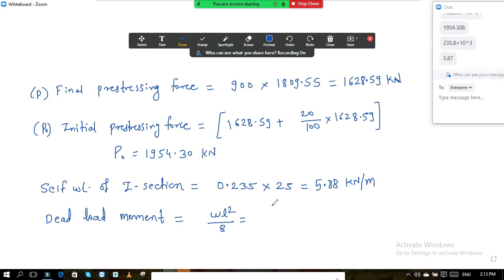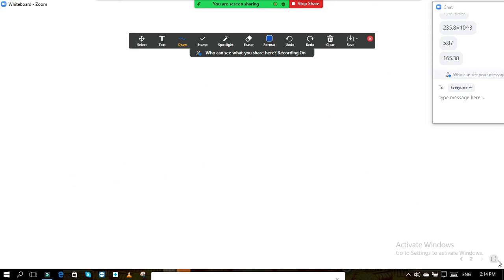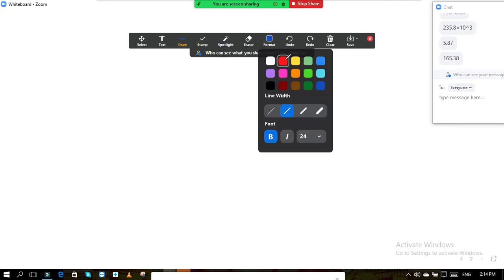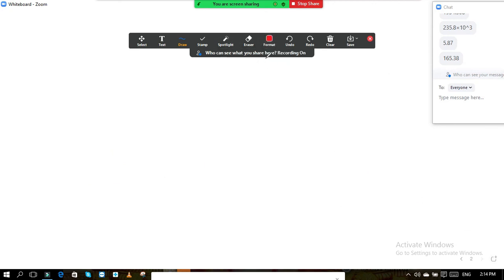Initially we have assumed the dead load moment which is 20% of live load. Okay, initially we assumed it, but now we are calculating the actual. So it will be 5.88 into L square, that is 15 square, divided by 8, 165.38 kilonewton meter. Okay.